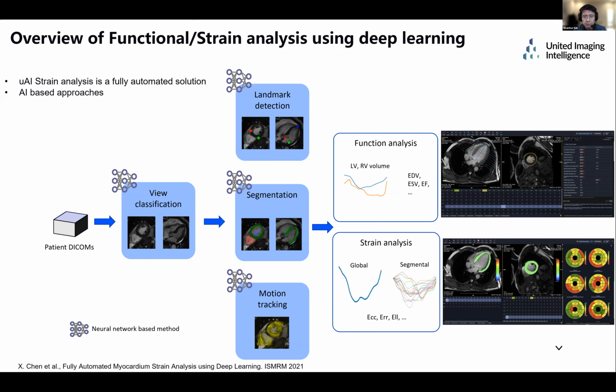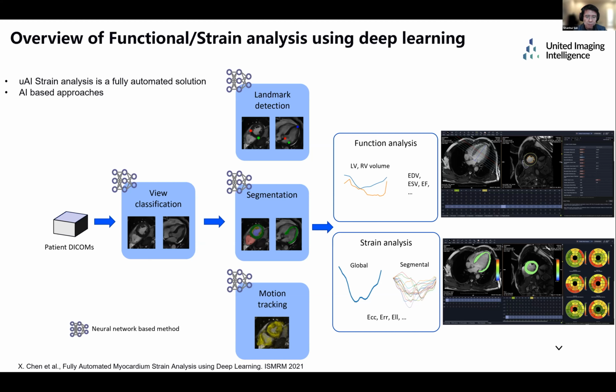Based on the segmentation result, we could derive the functional analysis, and we could represent the left ventricle and right ventricle volume using the volume curve, or just use the 17 segments. In my talk, I want to go into detail for the segmentation task, but later I will explain how we use deep learning to solve the motion estimation.